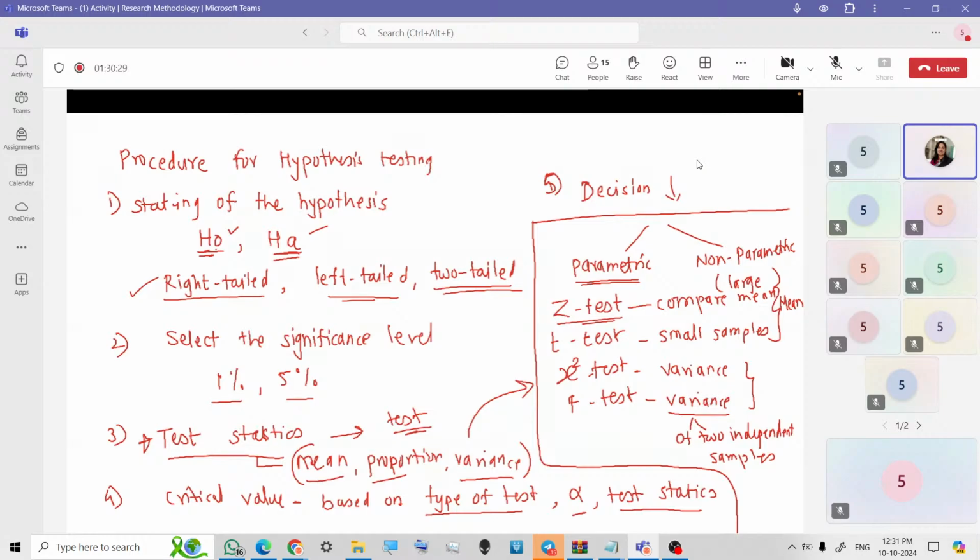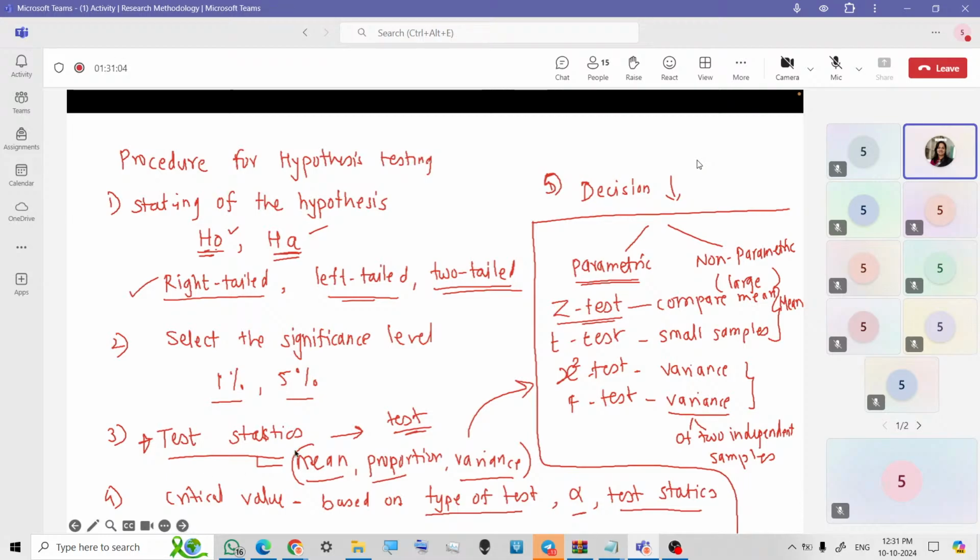This is the first step. The second step, you have to select the significance level. Generally, it is given to you. Otherwise, you have to define it. Then the third one is to apply the test statistic, the method you're supposed to apply based on the mean value, the proportion value and the variance value which is available. And then you take a critical value from the table, check it against the test statistic, and accordingly come to the conclusion whether to accept the null hypothesis or reject it.